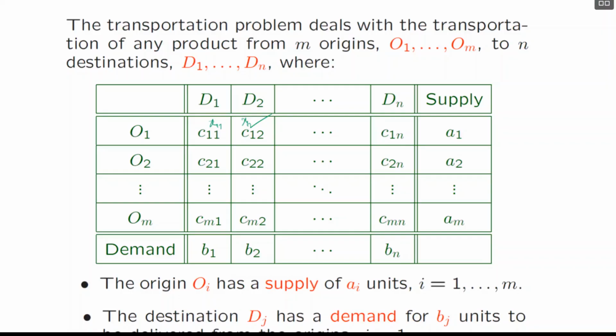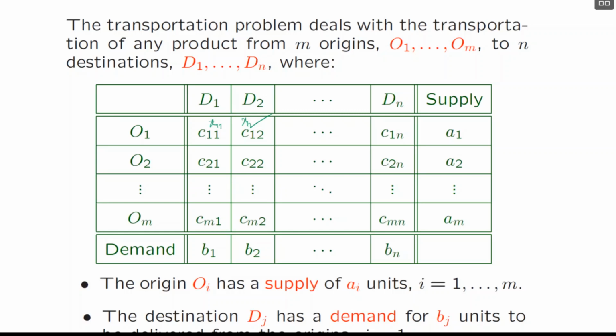Then what will be the total cost of transporting such amount of items? As we see from the cost table, the total cost of transporting the items will be C11 x11 plus C12 x12 plus ... up to Cmn xmn. So our aim will be to minimize this total cost.